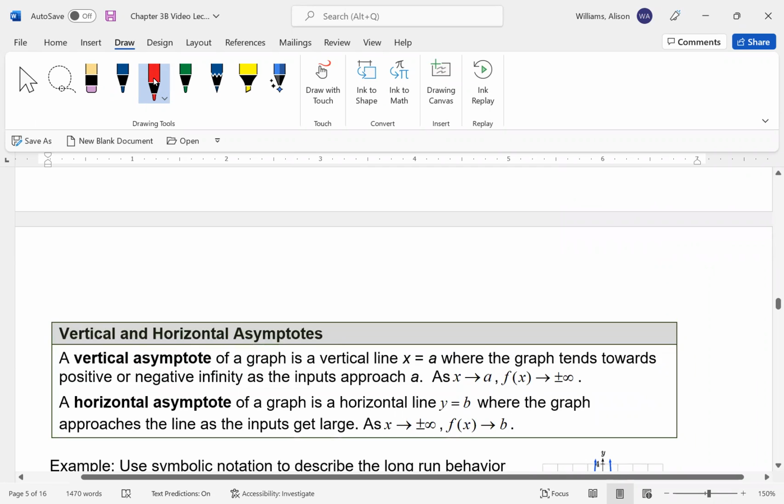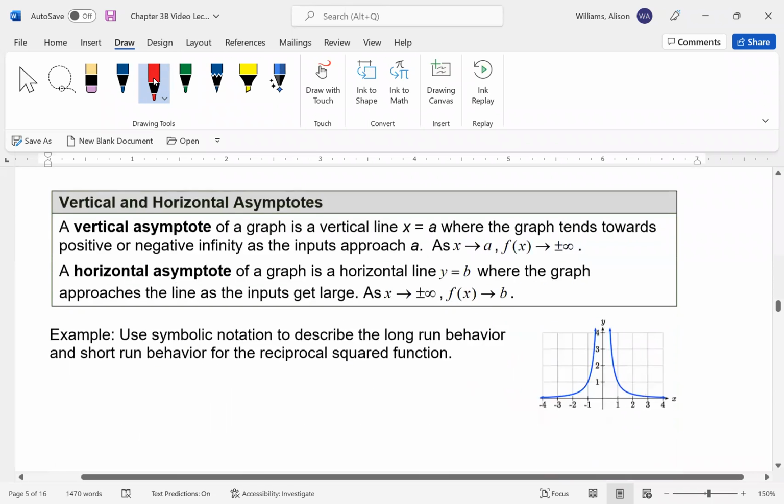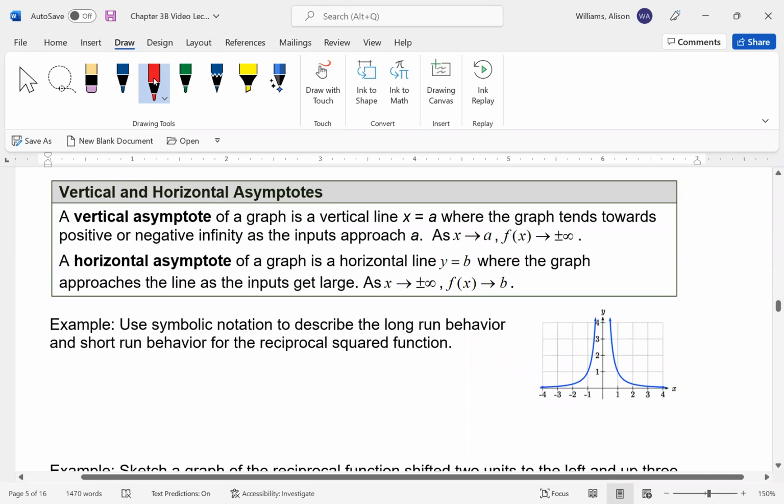A vertical asymptote of a graph is a vertical line, which we call x equals a, that happens when f of x starts going to positive or negative infinity. A horizontal asymptote happens when, as x is going to positive or negative infinity, f of x is approaching a value. So they're kind of opposites. In the first one, f of x is going to infinity, whereas in the second one, x is the one going to infinity. Okay, so using this notation, which is a little bit abstract, but is something used in calculus, let's describe the long and short run behavior for this.